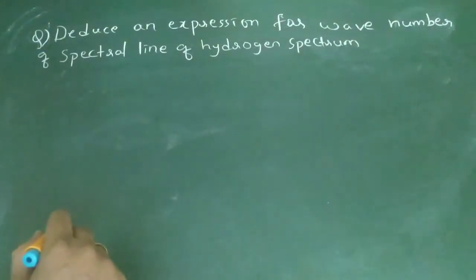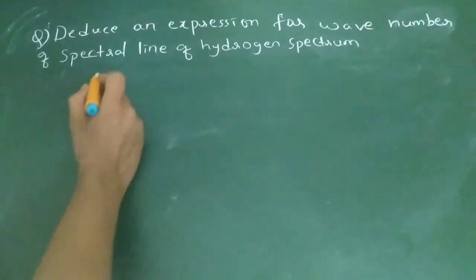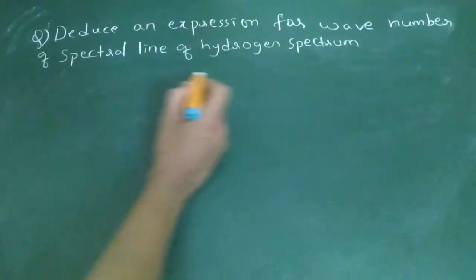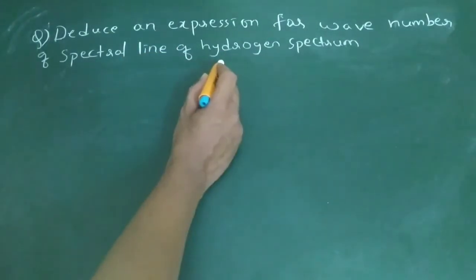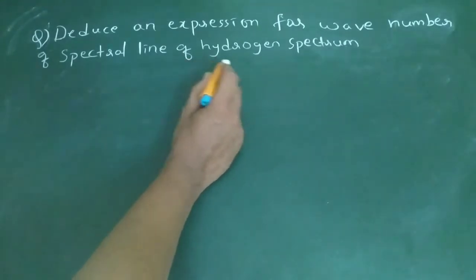Okay, students, we'll continue with one more important question for 5 marks which can be asked frequently. That is, deduce an expression for the wave number of a spectral line of the hydrogen spectrum.